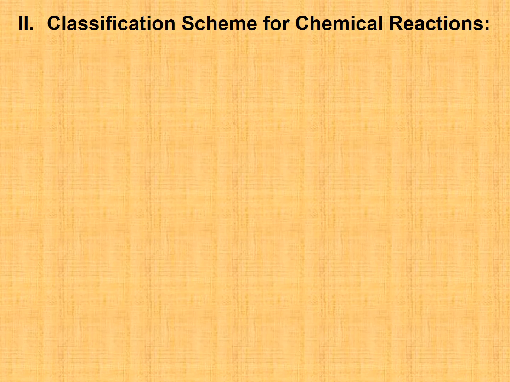So let's now talk about a classification scheme we can use to identify a given chemical reaction and perhaps be able to predict the products of the reaction. As we said previously, in our classification scheme, we're going to introduce 6 classes of chemical reactions. It should be noted that these are not the only classes of reactions that exist, but these are the ones that we're going to focus on in this class.